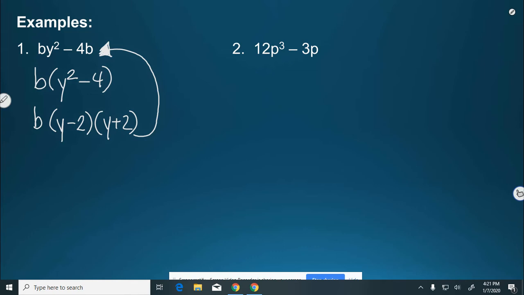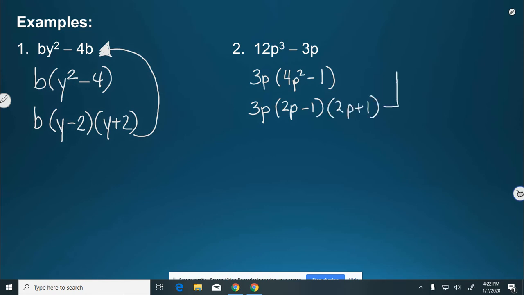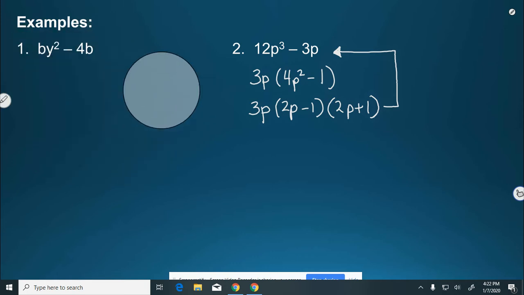Okay, number 2, 12p cubed minus 3p. They both have p's, and 12 and 3 have a factor of 3 in common. So we're going to factor out 3p, which gives me 4p squared minus 1. And again, I have a difference of two perfect squares. So we have 2p minus 1 times 2p plus 1. And again, if I were to multiply all three of those factors together and simplify, I would get my original binomial. All right, so that's factoring completely. Let's take a look at some more examples.